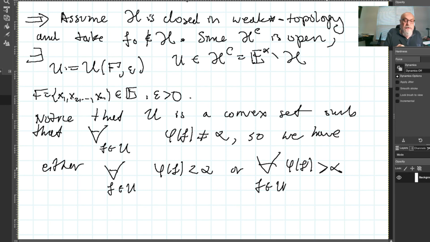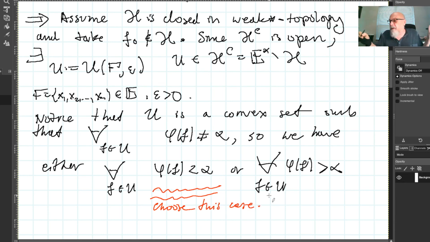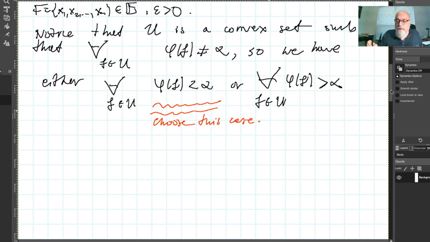So let us choose one of those. Let me choose this one. We choose this case. The other case, of course, it is trivial to show that in both cases you will have a very similar situation, but that one is, let's say, chosen.